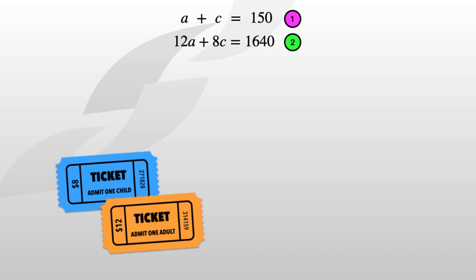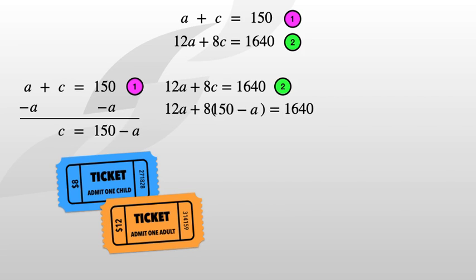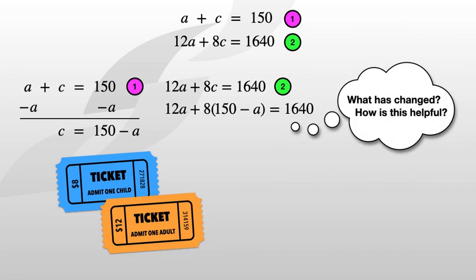Recall that in the scale puzzle, it was helpful to substitute one shape for another. Similarly, here we can replace one variable with an expression written in terms of the other. Solving equation 1 for C gives C equals 150 minus A. Next, we turn to equation 2. Where we once wrote C, we can now write 150 minus A, since these are equivalent. What has changed? How is this helpful?